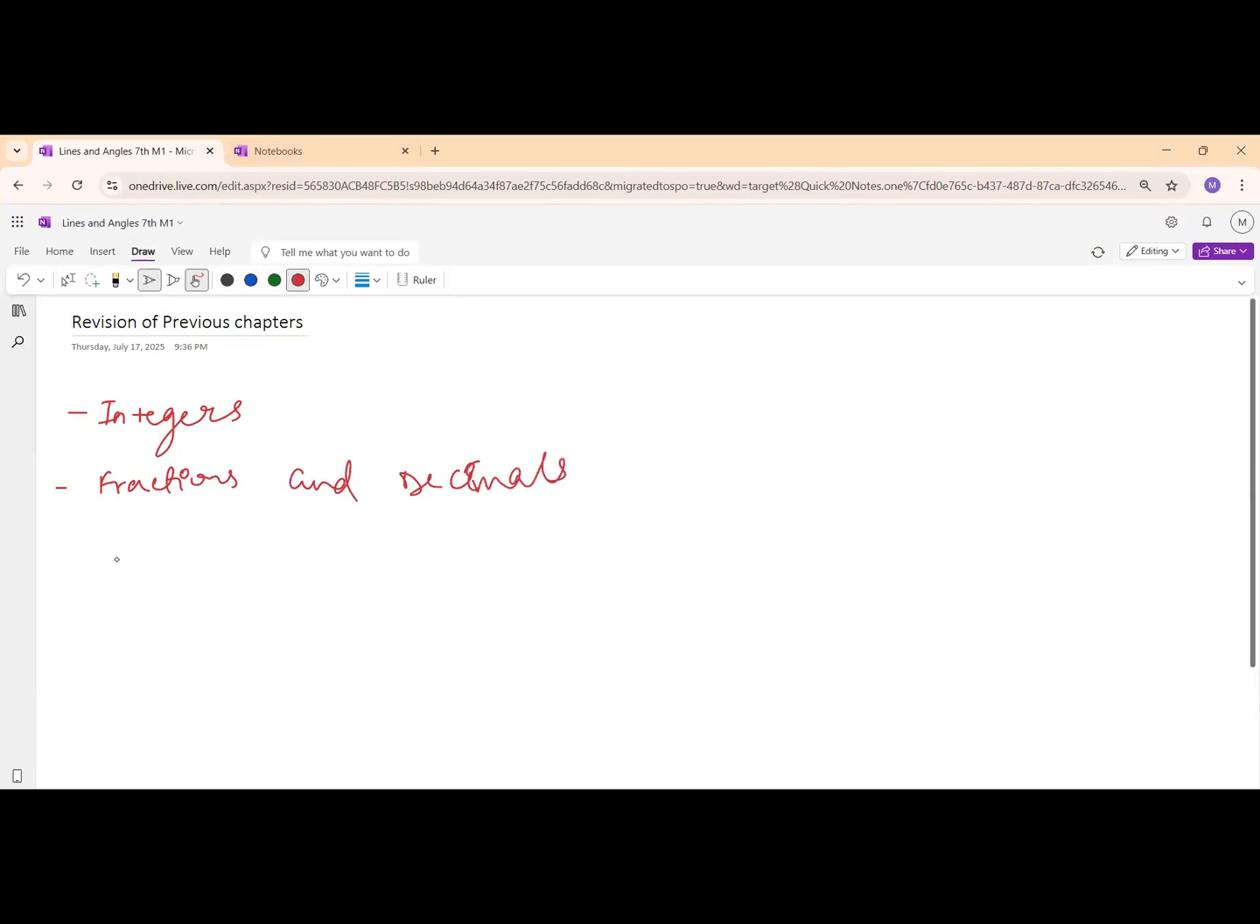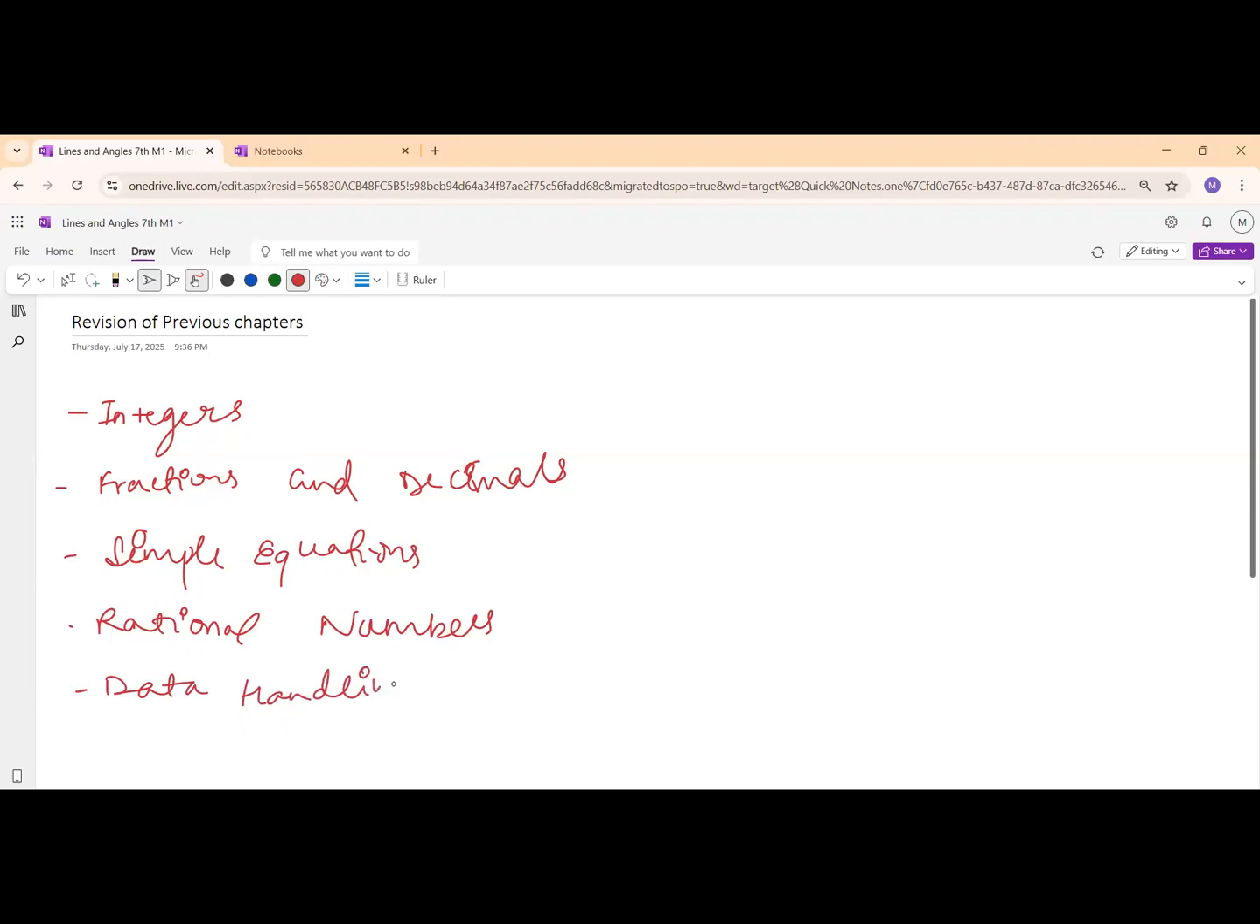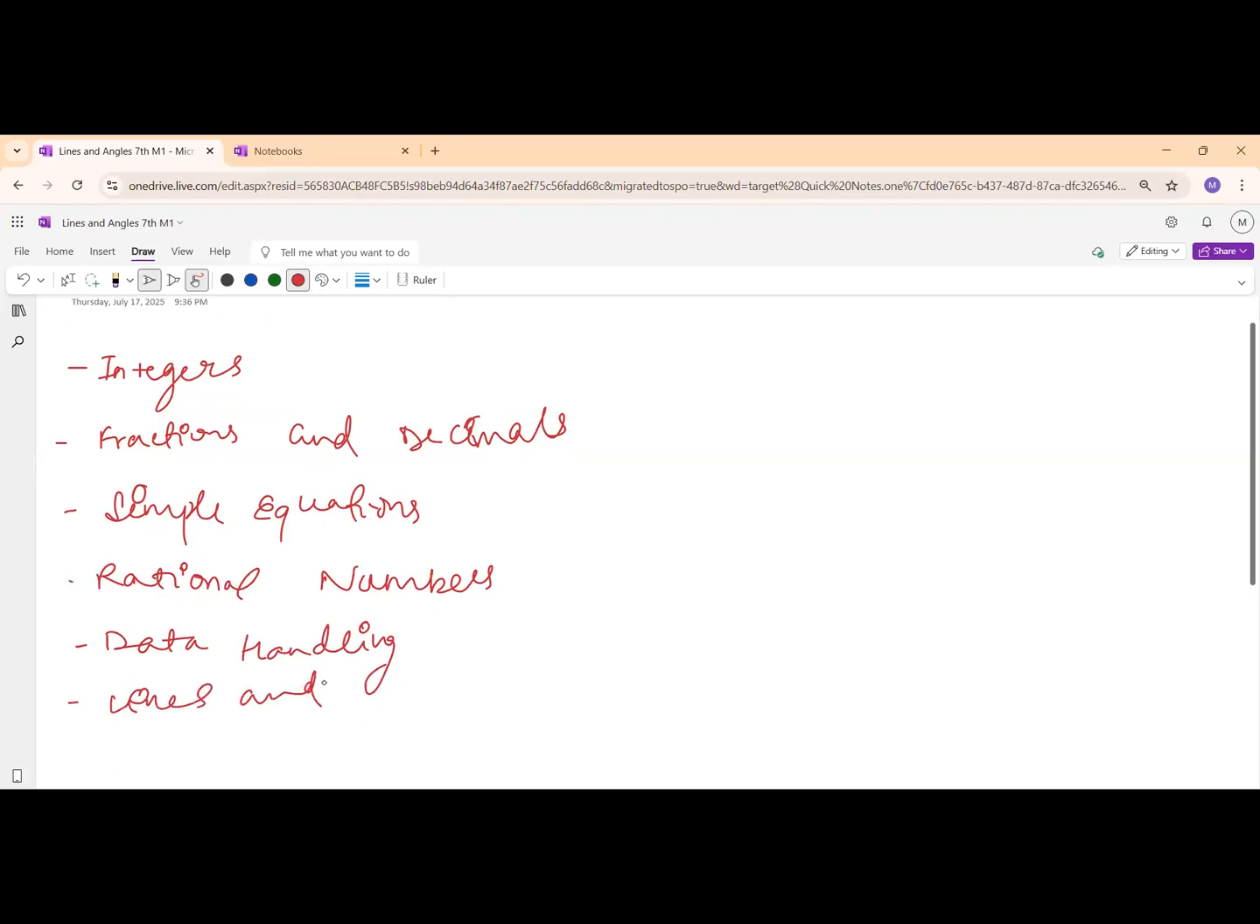We have completed simple equations. We have completed rational numbers. We have completed data handling. And the last one we have completed here is lines and angles. So in total we have done 6 chapters.